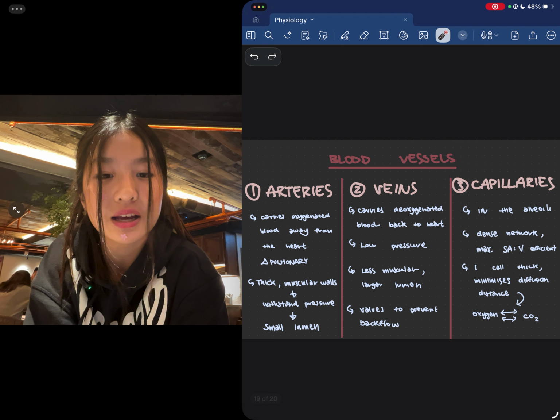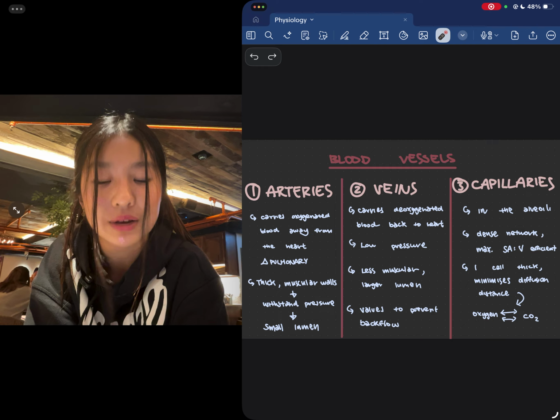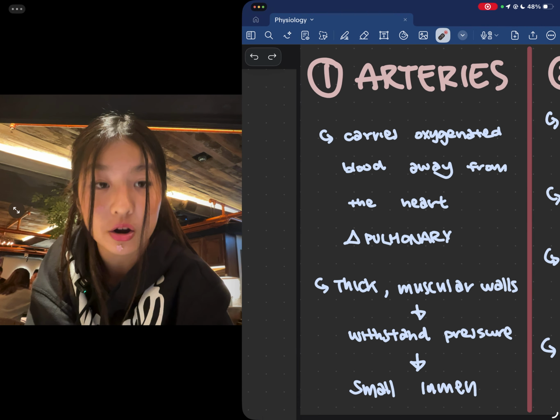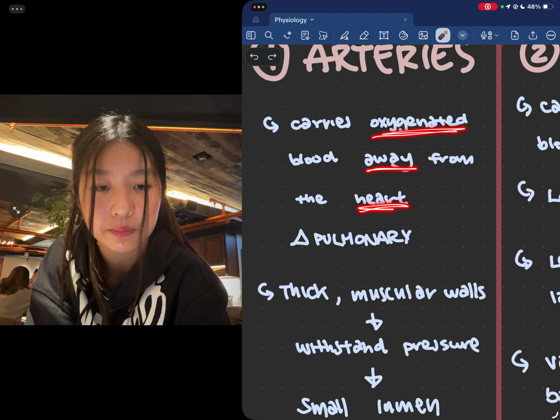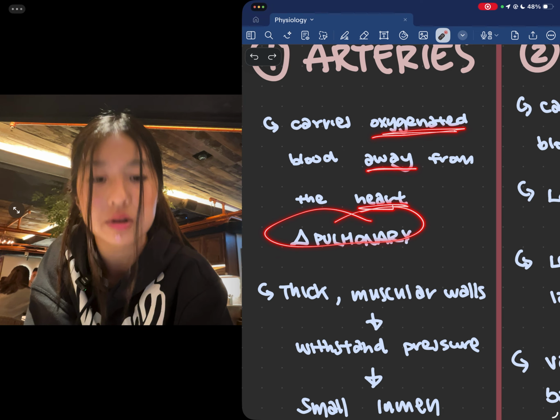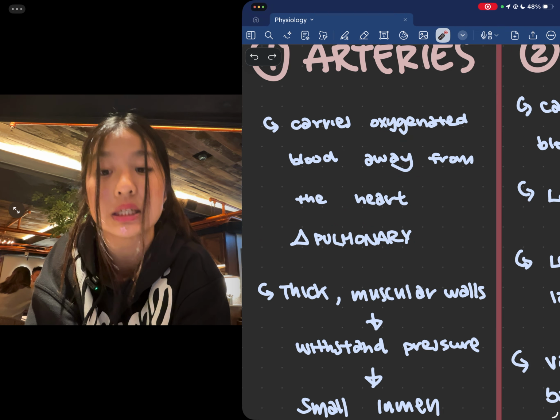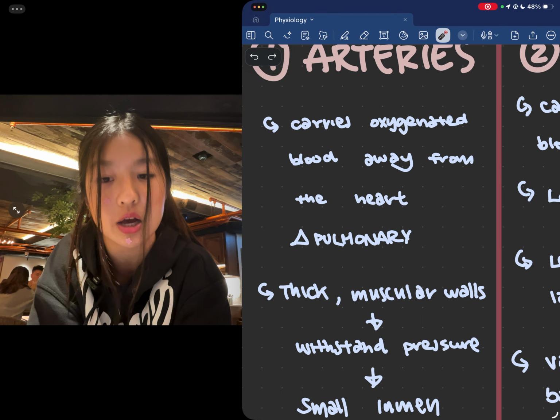Okay, now to look at the main 3 blood vessels. So we're going to start off with arteries. Arteries carry oxygenated blood away from the heart, with the exception of the pulmonary artery. The pulmonary artery is the only artery that carries deoxygenated blood away from the heart to the lungs.